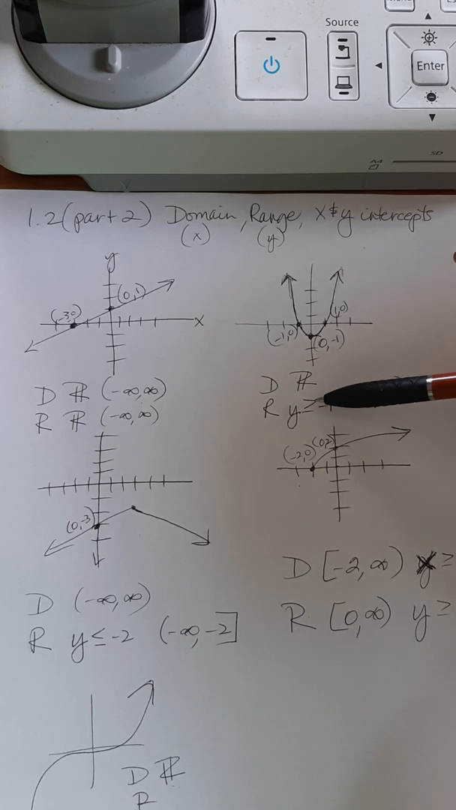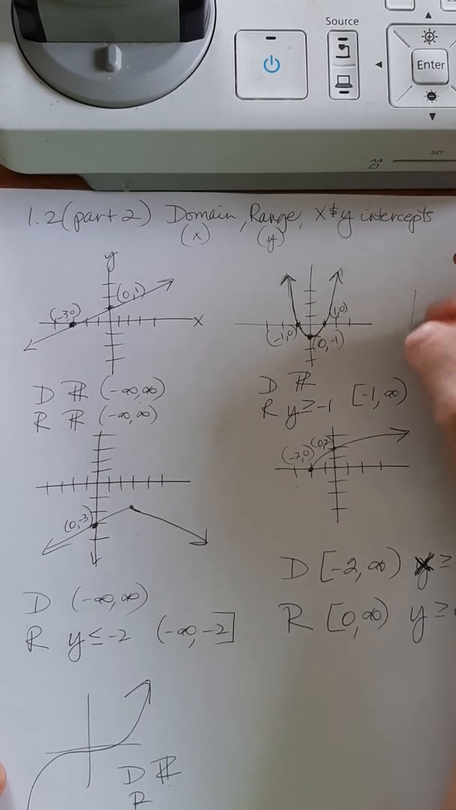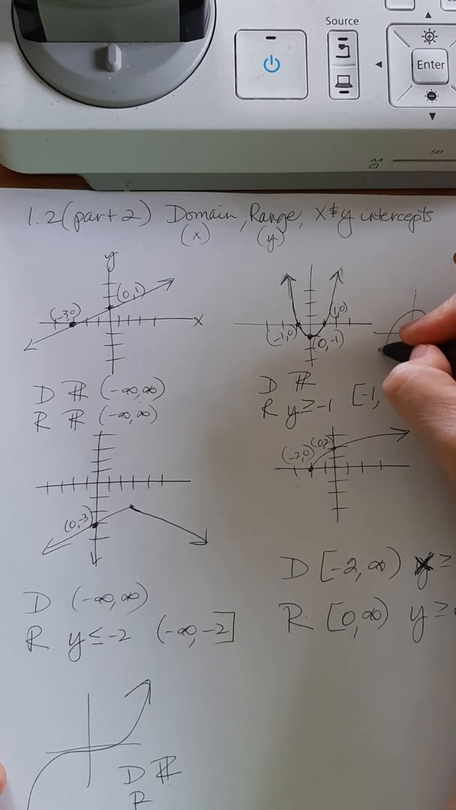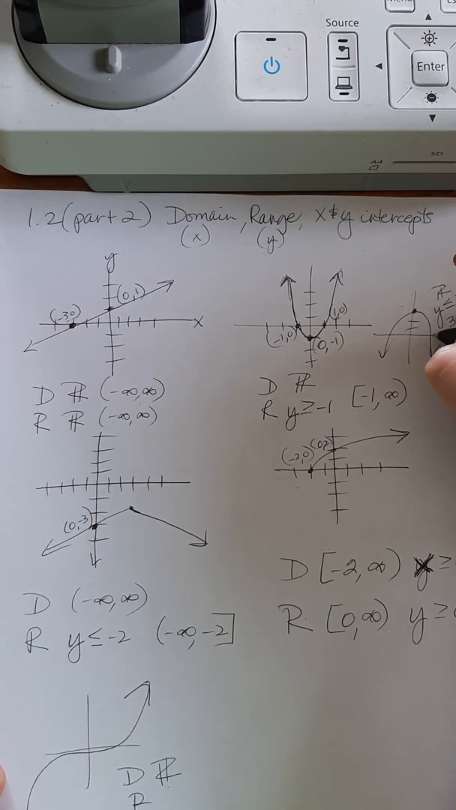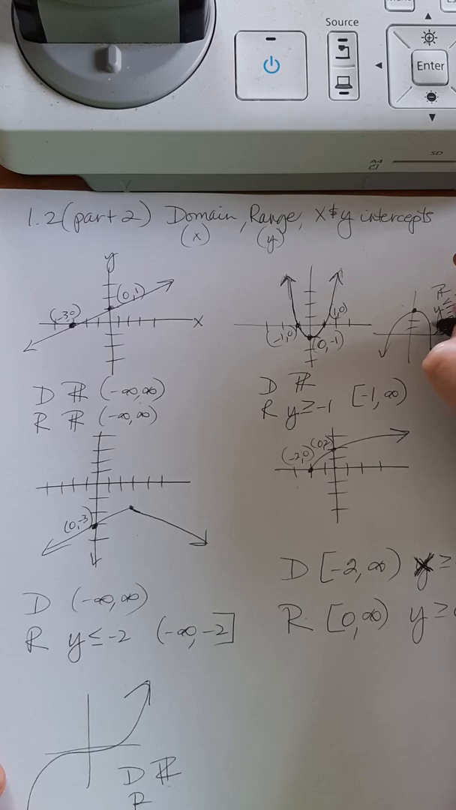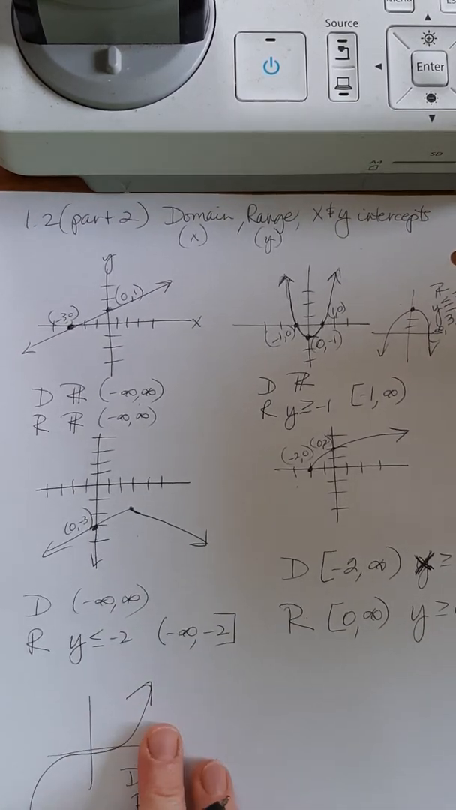And if it's going up, the range is greater than the y-coordinate of your minimum point, or if you're going down, like so, it would be your maximum. So this would be all reals, and the range y is less than or equal to 3. Or negative infinity to 3. So anyway, that's more for polynomials we'll get to later.